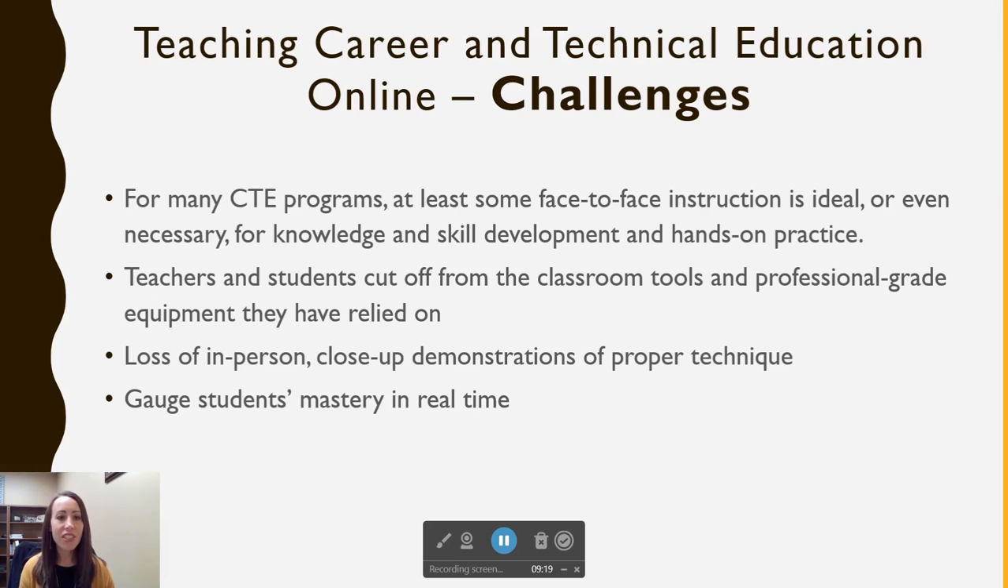Another challenge is to gauge students' mastery in real time. When we have the students face-to-face and we have them in our labs, we're able to identify when they reach that point of mastery, when they've mastered the skill that they need to learn, whether it be in the CAD classroom, the plastics lab, the STEM lab, or the woods lab. We can see when they reach mastery. When that opportunity and that environment is taken away, we have to find a new way to gauge that student's mastery, and it may not be in real time.